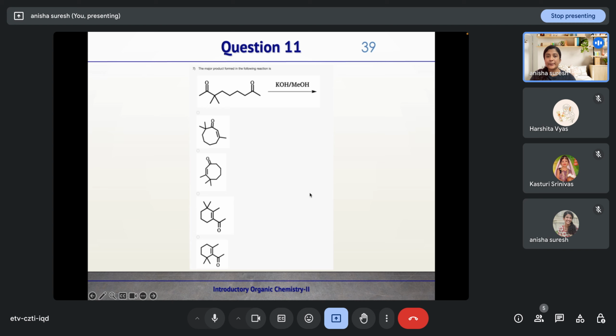So coming to question number 11. The major product formed in the following reaction is. Here we have a dicarbonyl compound and we are treating it with KOH and methanol. So here the aldol condensation reaction will be intramolecular. An intramolecular aldol condensation reaction will be taking place. So what will be the major product that we will get?